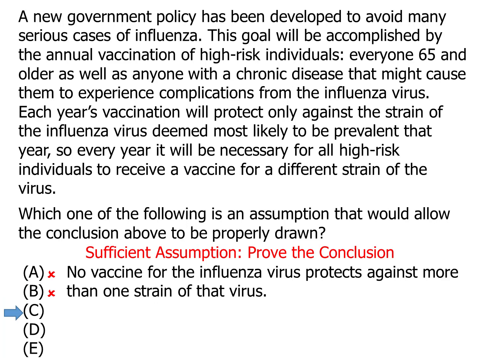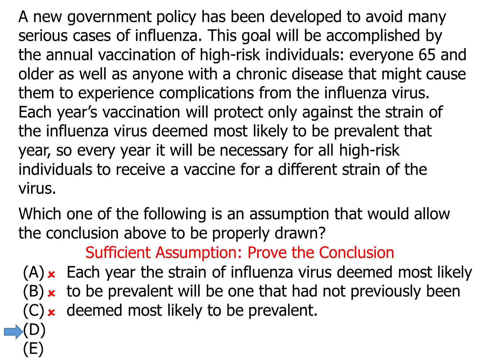C, no vaccine for the influenza virus protects against more than one strain of the virus. Okay, well, this is helpful. But we already know that the vaccine they're using is only going to work against the strain that's deemed to be most prevalent that year. So this extends it out and says that there's not any other vaccines they could use. You're stuck with one vaccine, one virus. Still doesn't prove I need a different virus every year, and that's my job on this question. We have to prove that we're going to need a different shot every year.